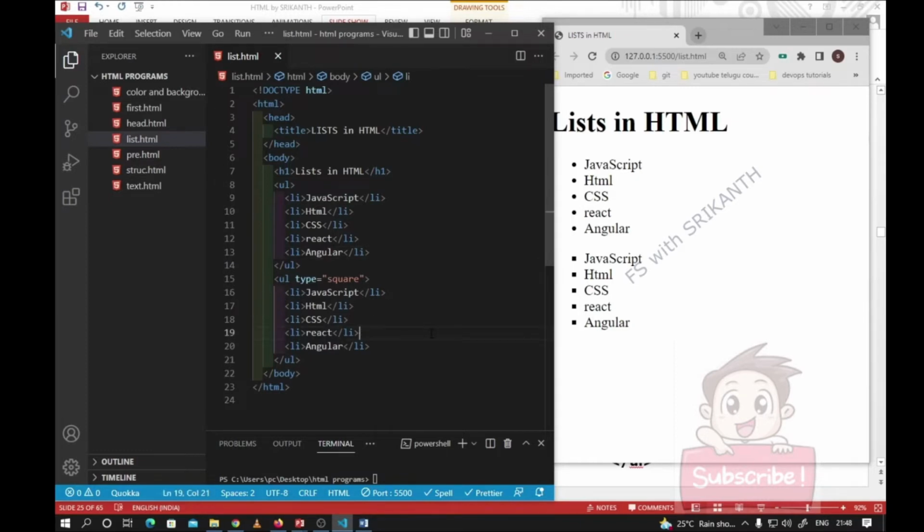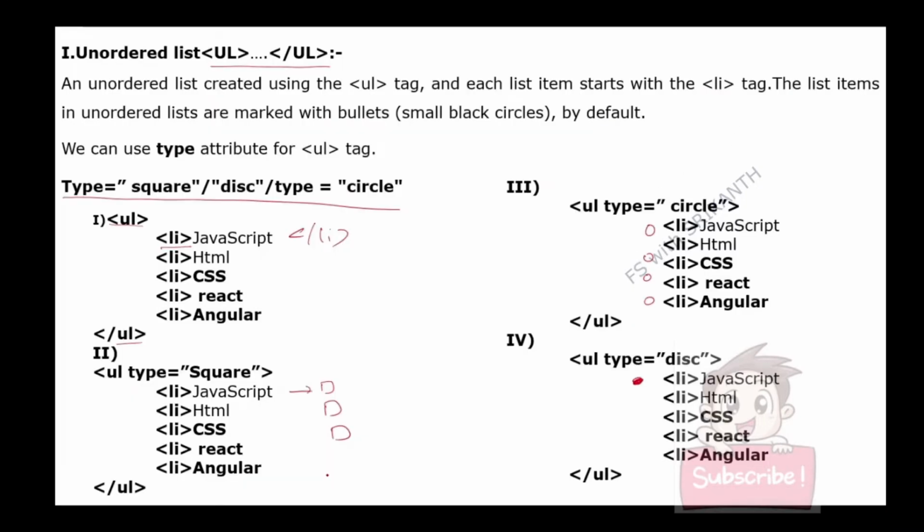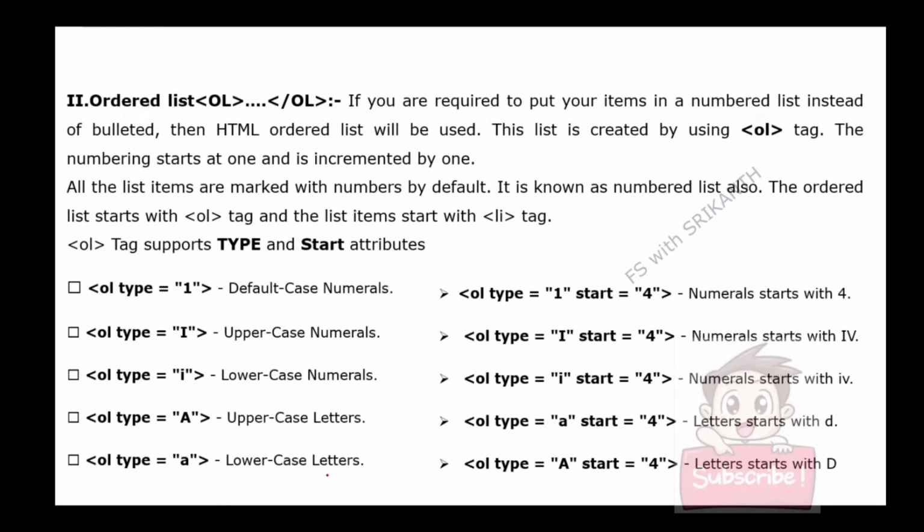What is meant by an ordered list? Just observe, in an ordered list the content is represented in numerical format. Content is represented in numerical form.